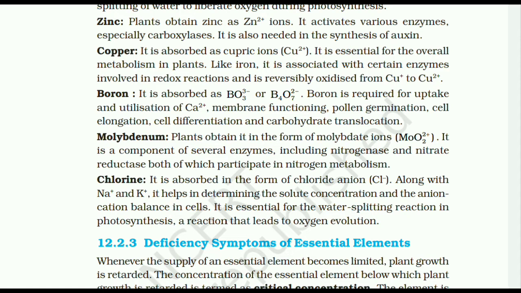Molybdenum. Plants obtain it in the form of molybdate ions, that is MoO2 2+. It is a component of several enzymes including nitrogenase and nitrate reductase, both of which participate in nitrogen metabolism.